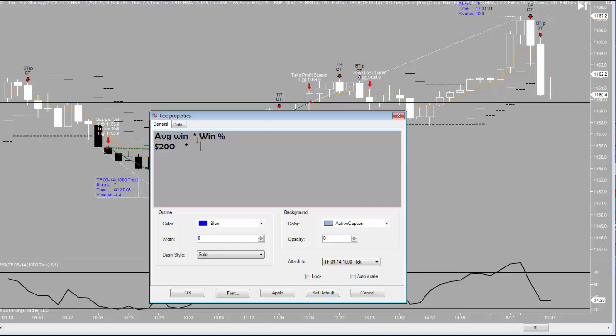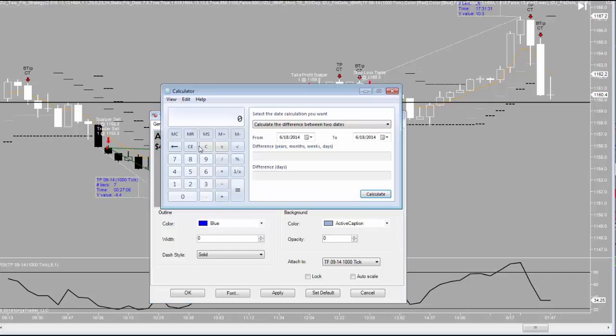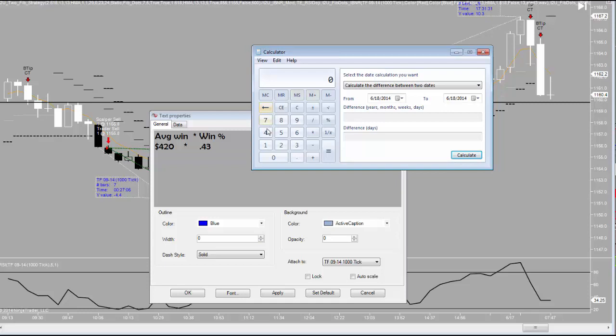Now that's not right. I know it's bigger than that. The average winner on that extended is 420. Now this is a relatively small sample size. This is over the 52 trades that we looked at. Okay, and the win rate was 0.43. All right, now let's go grab the calculator. So we take the average win in dollars, multiply it times the win percentage. So we'll go 420. Again, some of them much larger, some of them not quite so big, times 0.43. 180.6.